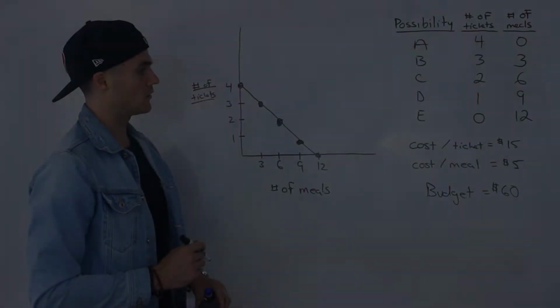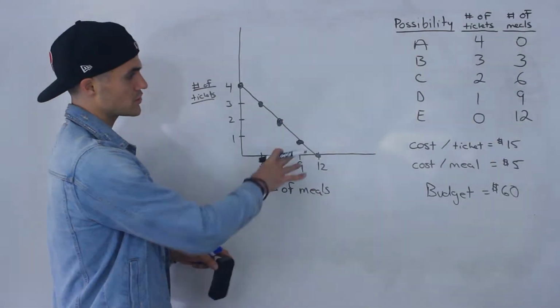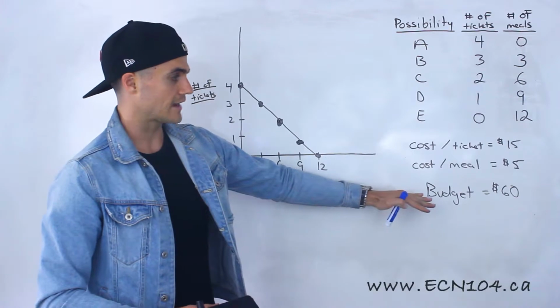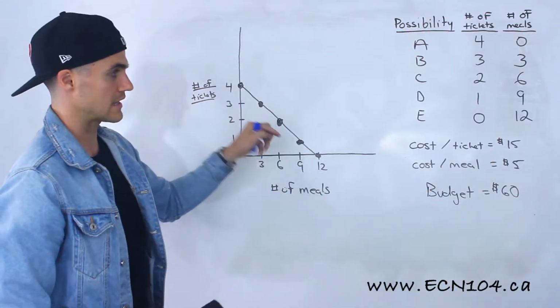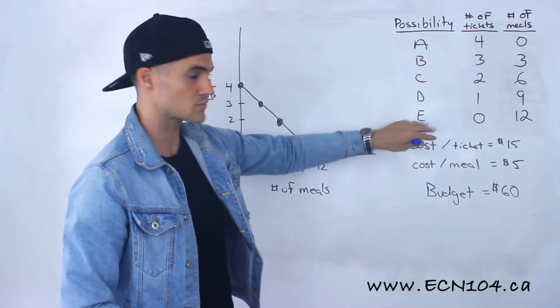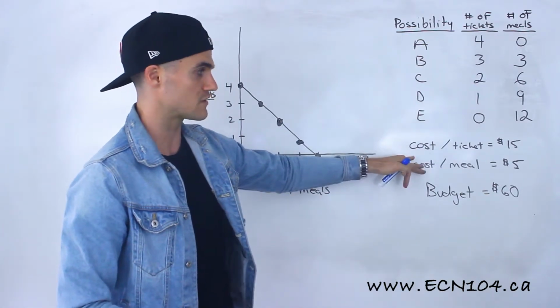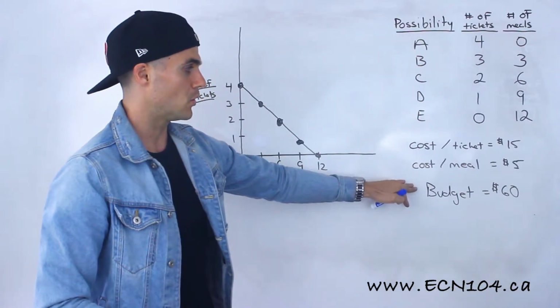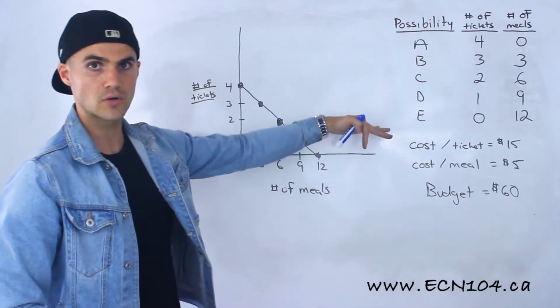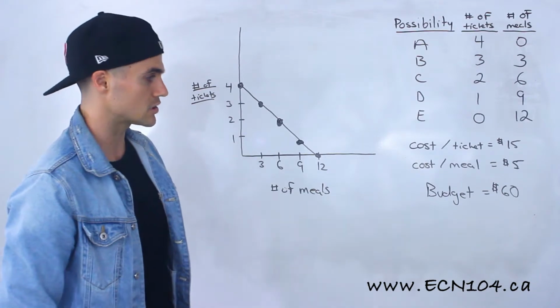Now let's talk about if we take this budget line here and change the budget. How is that going to affect this line? So the cost of the goods, we're going to keep the same, $15 and $5 as it was initially with this table here. But what if we change this budget? What if we increase it? What if we decrease it?